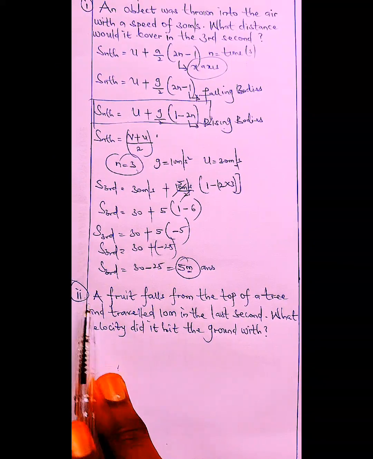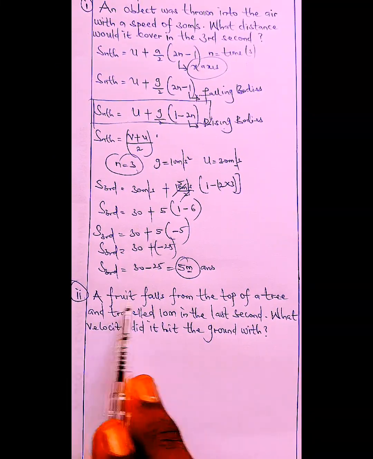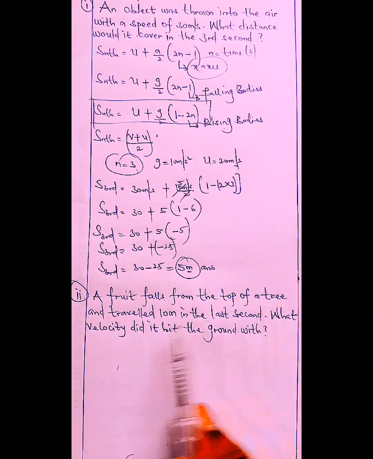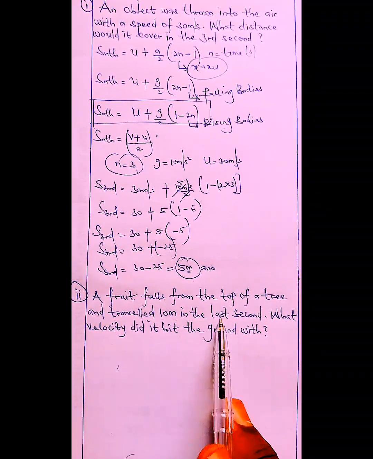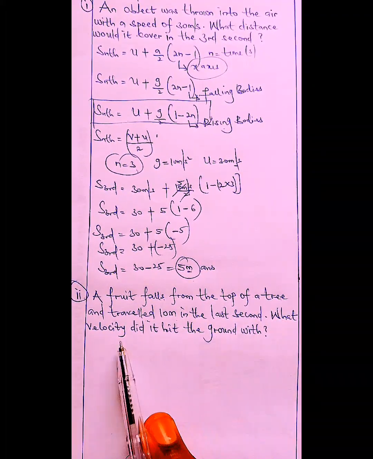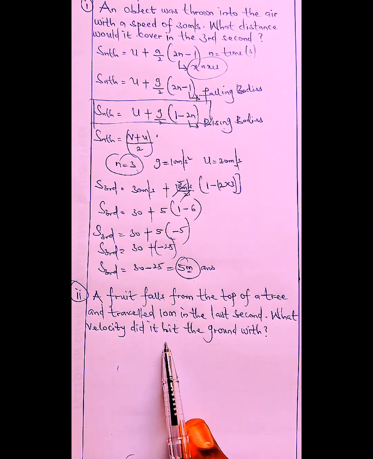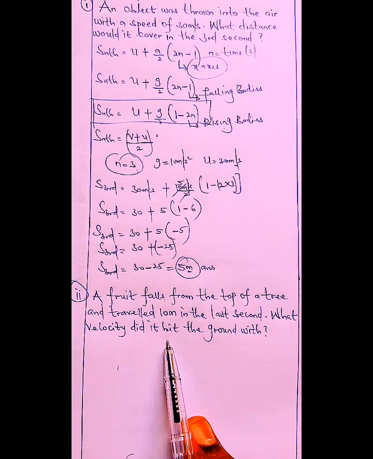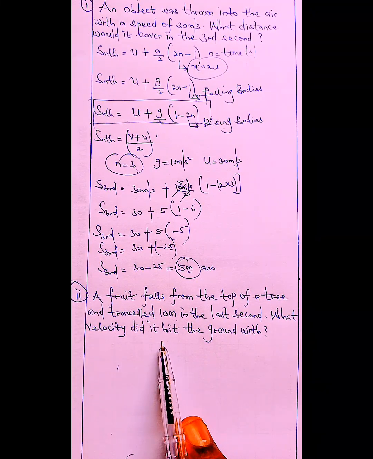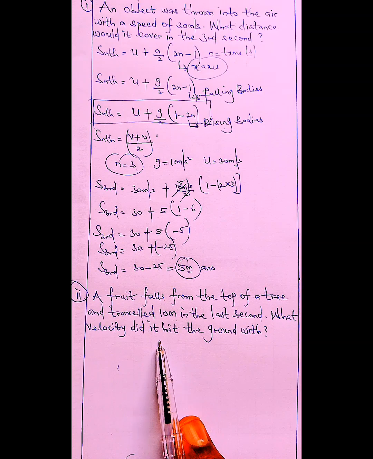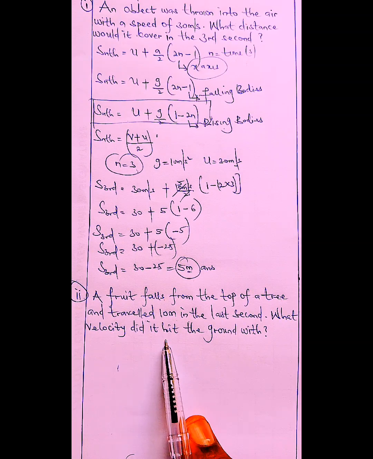Question 2. This was the second question we were given as a take-home. A fruit falls from the top of a tree and travels 10 meters in the last second. What velocity does it hit the ground with? Now, don't forget, a question like this was treated in our previous lesson. We took a question that looks like this as a worked example.